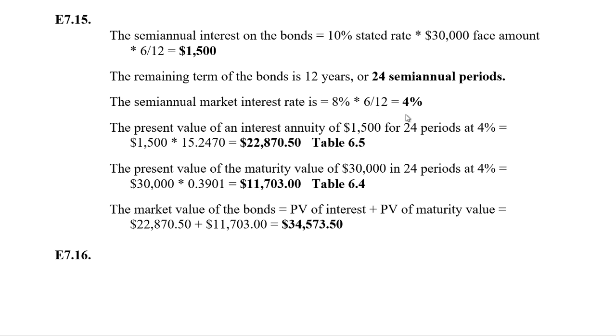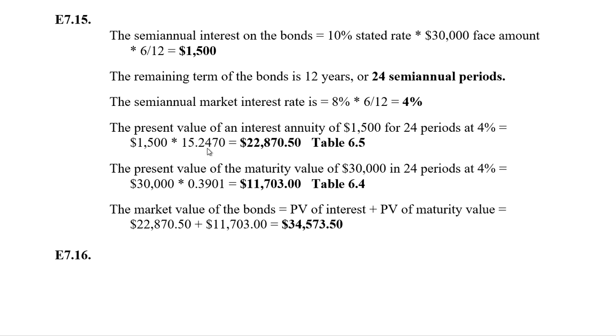So what you're calculating here is the interest rate for 6 months. And that interest rate you would use when you go to table 6.5, where you're going to look for 4%, 24 periods. We're going to pay $1,500. And then this is the factor that you're going to come up with. Now, I encourage you, if you haven't done this already, to stop this video now and go to the tables and find this 15.2470 factor and understand where it is.